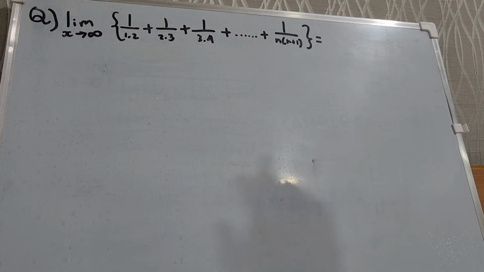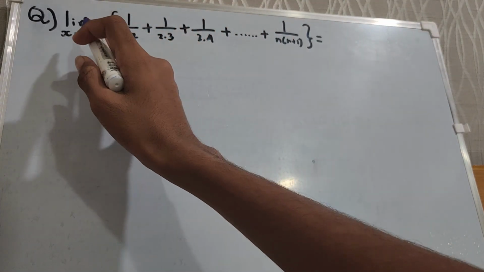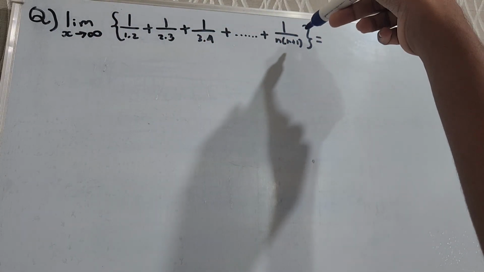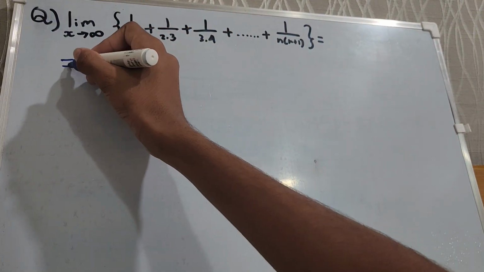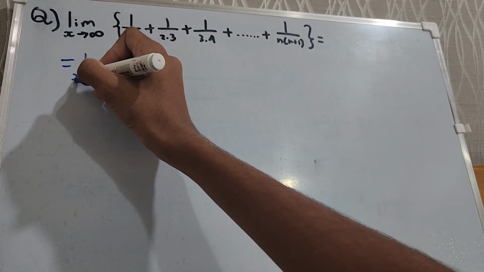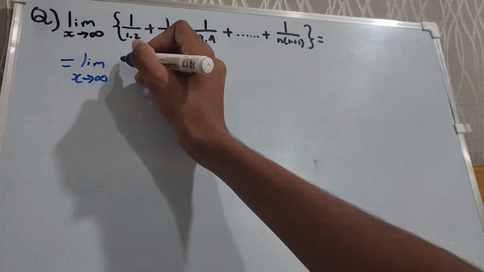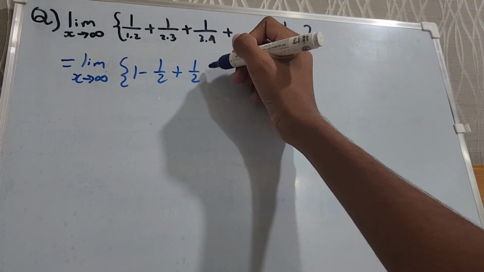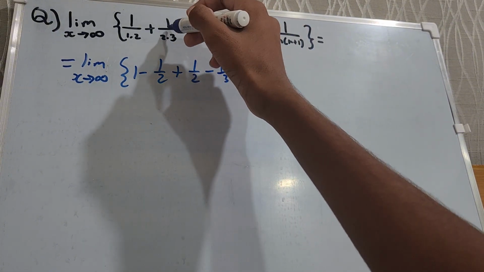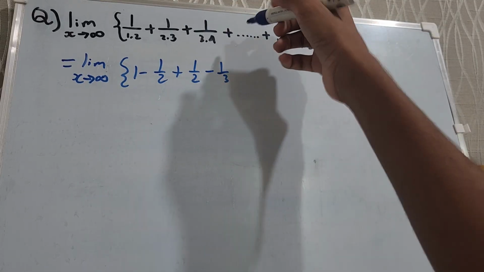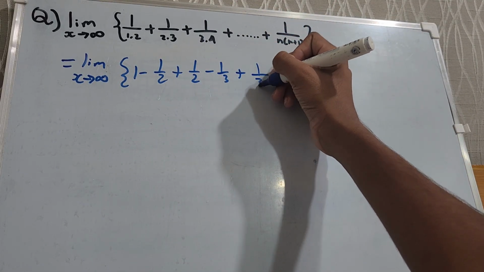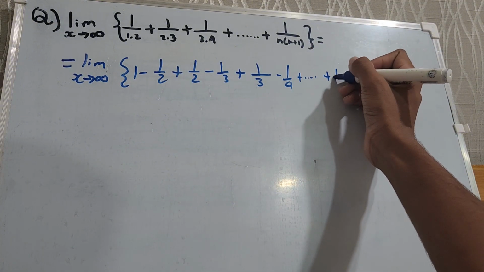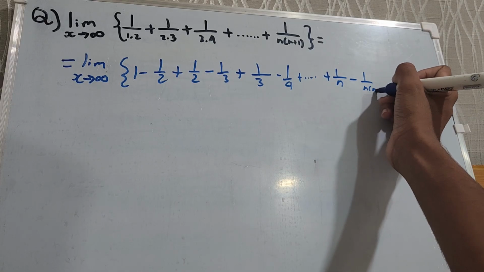Okay, so this is the next question. Here they have given limit x tends to infinity of 1 by 1 into 2, plus 1 by 2 into 3, and so on, up to 1 by n into n plus 1. So we can write this as limit x tends to infinity of 1 minus 1 by 2 plus 1 by 2 minus 1 by 3, plus 1 by 3 minus 1 by 4, and so on, plus 1 by n minus 1 by n plus 1.